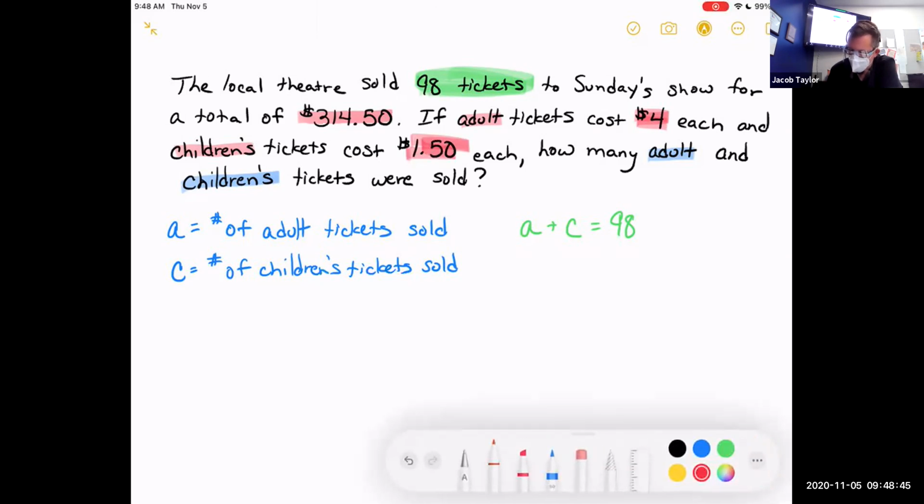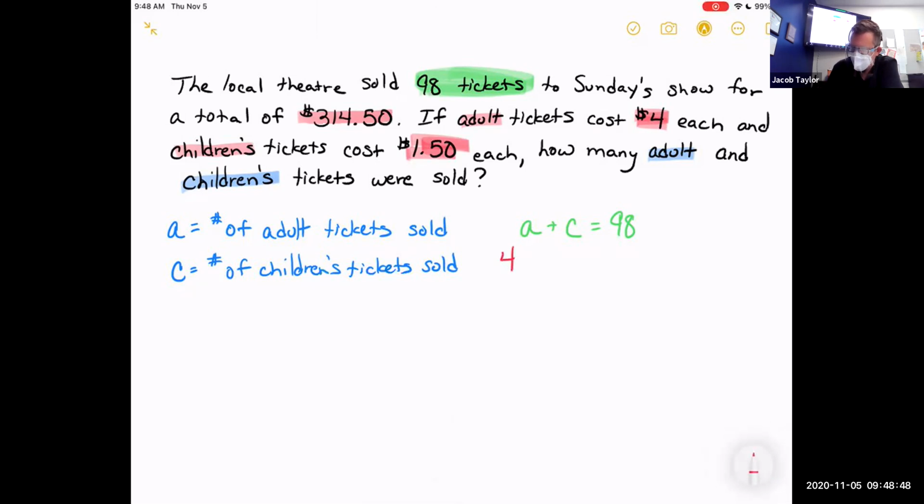So the equation I can write here is I take $4 and I multiply by the number of adult tickets. That will tell me how much money I made from adult tickets. Then I add that to $1.50 times however many children's tickets I sold. That will tell me the amount of money I made from children's tickets. And the total should be $314.50. Absolutely, putting 1.5 is a great plan, and I support it.